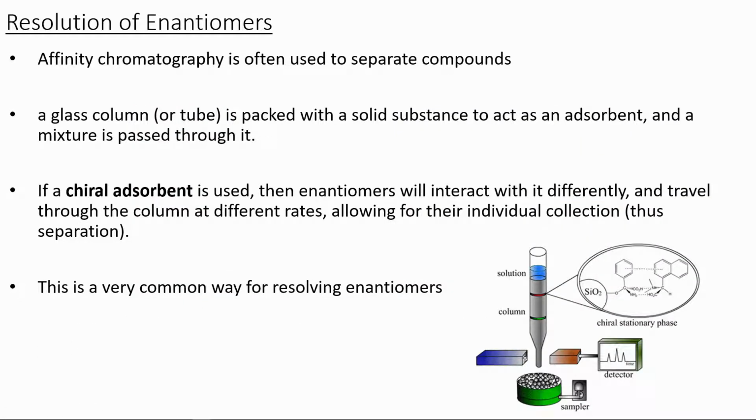There's also a chromatography method using a column that's going to have some sort of chiral solid phase to it. A chiral absorbent is used, and the enantiomers will interact with the column differently, and they will leave the column at different rates. So this is probably the most common way of separating enantiomers.